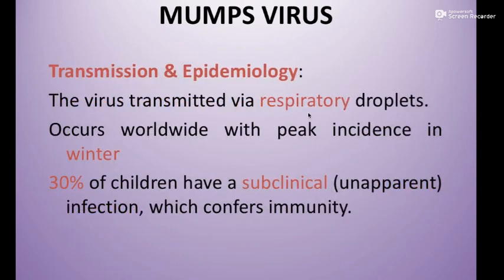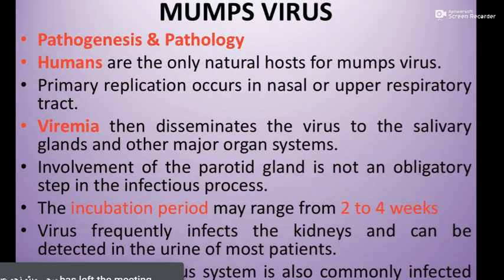Transmission أيضا by respiratory droplets. Occurs worldwide with peak incidence in winter. أكثر شيء in winter. 30% of children have subclinical, مثل ما قلنا asymptomatic, inapparent infection. Pathogenesis. Humans are the only natural host for mumps virus. يعني ماكو infection from animals. Only in a human. Primary replication occur in the nose and upper respiratory tract.